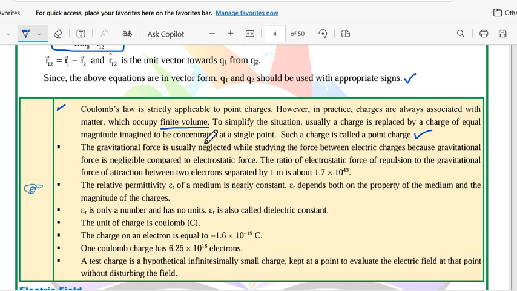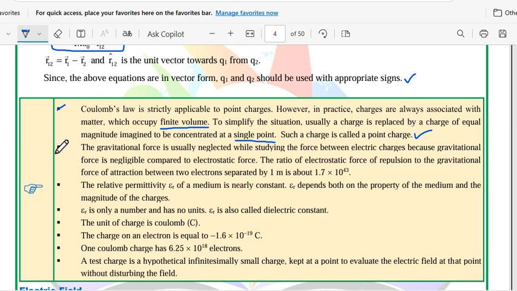What do you mean by point charge then? The size of the charged bodies is very small compared to the distance between them. Any charged body whose size is very small as compared to the distance between them is called a point charge. Or usually a charge is replaced by a charge of equal magnitude imagined to be concentrated at a single point whose value is very small. The size of the charged bodies is very small as compared to the distance between them. These are called point charges.